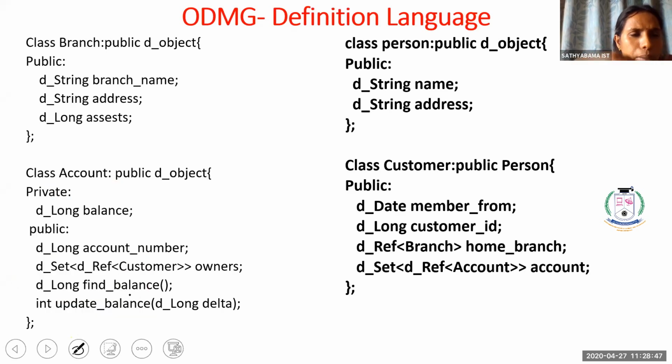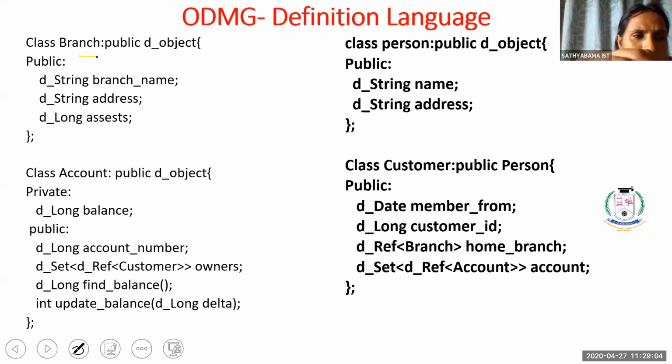Okay, so these commands are also called ODL. Now, see here, we are creating the first entity, or the first class. This first class is called branch, and inside the class we are using some of the persistent object, the D object.